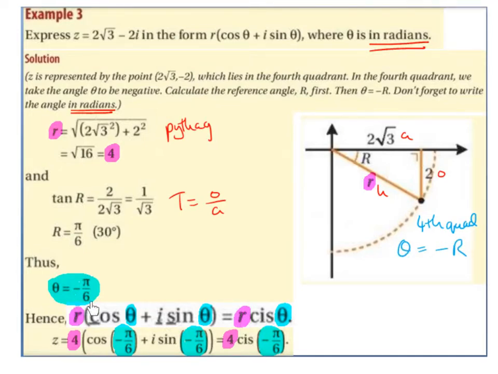Hence, r cos theta plus i sine theta is going to be 4 cos minus pi over 6 plus i sine minus pi over 6. So r cis theta is 4 cis minus pi over 6.